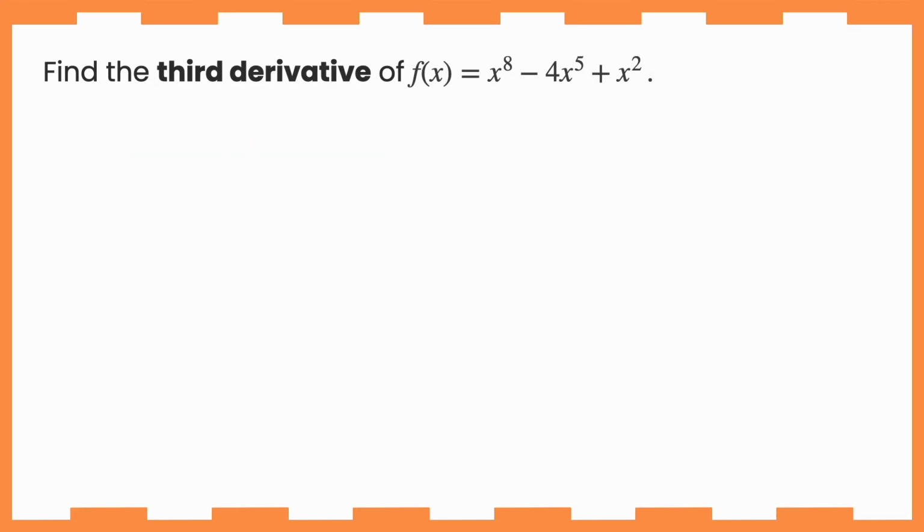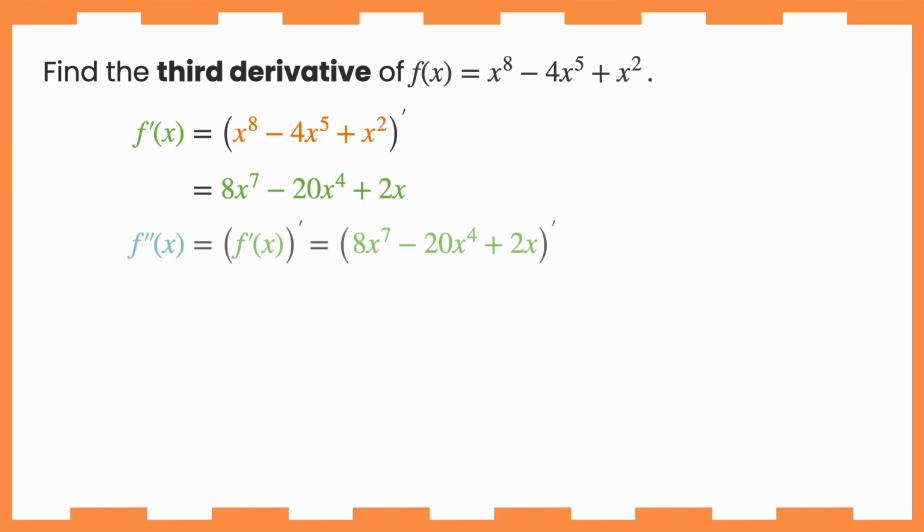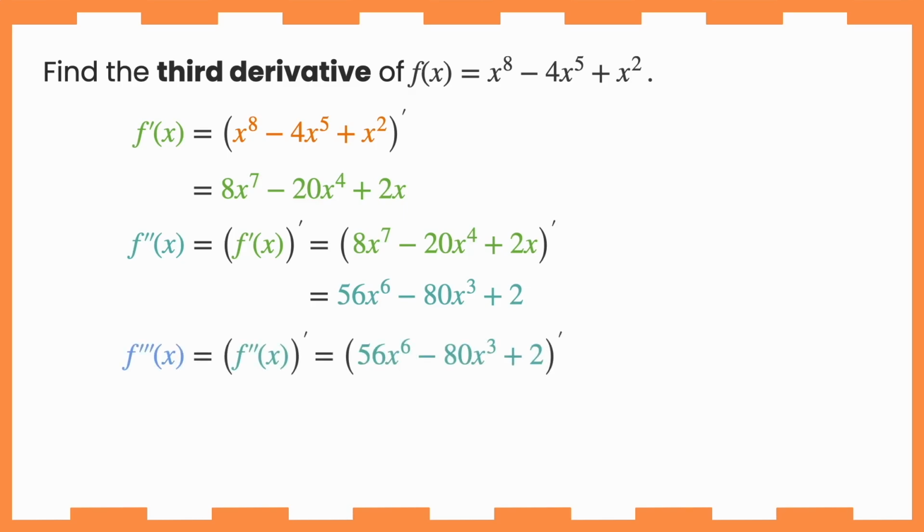This time we'll try finding the third derivative, but we'll still start the same way, by differentiating x to the 8th power minus 4x to the 5th power plus x squared. The first derivative equals 8 times x to the 7th minus 20x to the 4th plus 2x. The second derivative equals 56 times x to the 6th power minus 80x cubed plus 2. Now we can find the third derivative by taking one more derivative. We get 336 x to the 5th power minus 240 x squared.